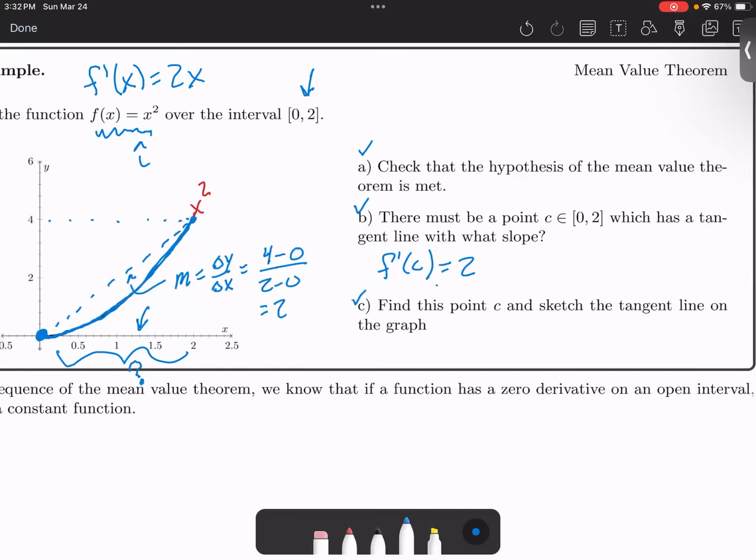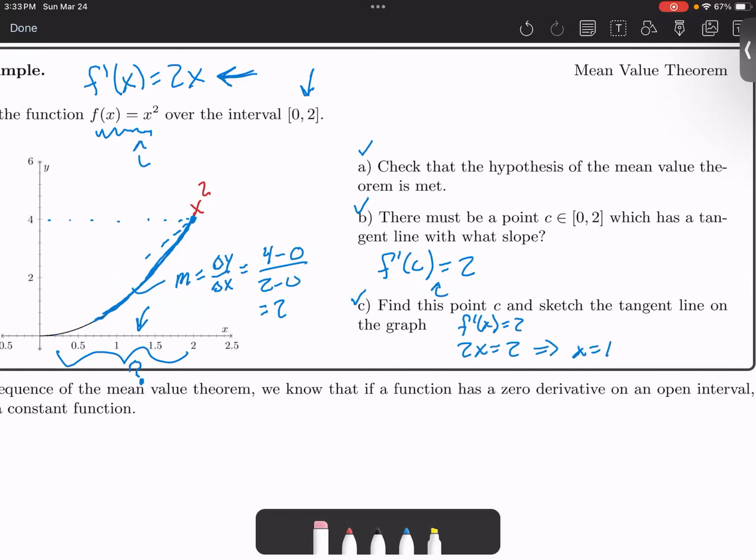So I really am just going to set up this equation. I want my derivative to return a 2, and I'll look for which x value that gives me. So my derivative needs to return a 2. My derivative is equal to 2x. So this tells me that x is equal to 1.